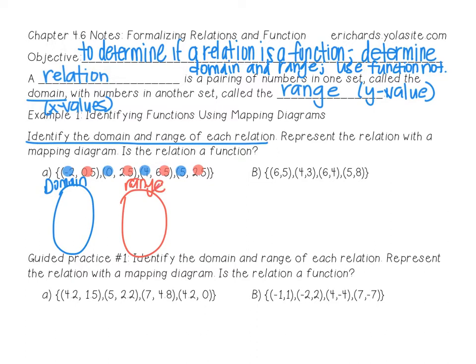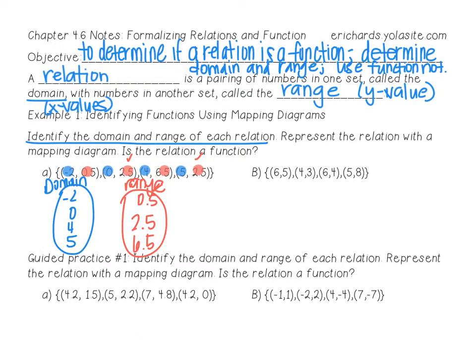All right, the domain in numerical order is -2, 0, 4, and 5. The range in numerical order is 0.5, 2.5, which actually is used twice, but I'm only going to write it once, and then 6.5.